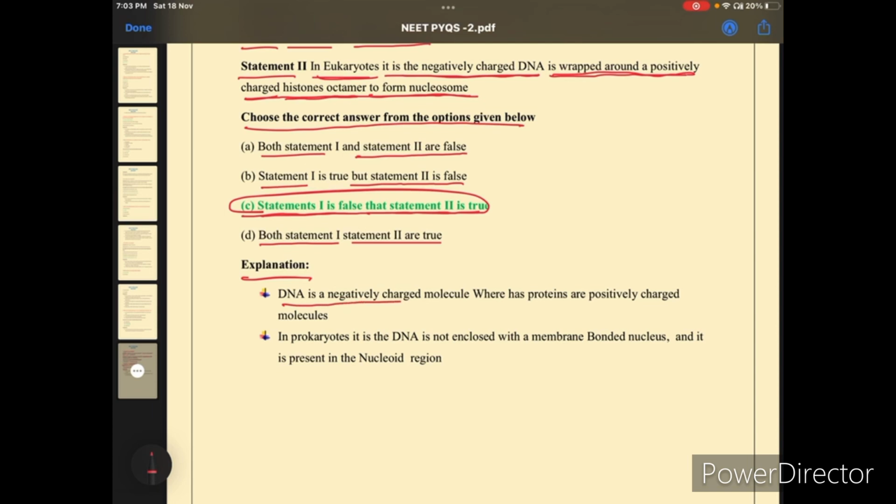DNA is a negatively charged molecule whereas protein is a positively charged molecule. In prokaryotes, DNA is not enclosed within a membrane-bound nucleus. It is present in a nuclear region.